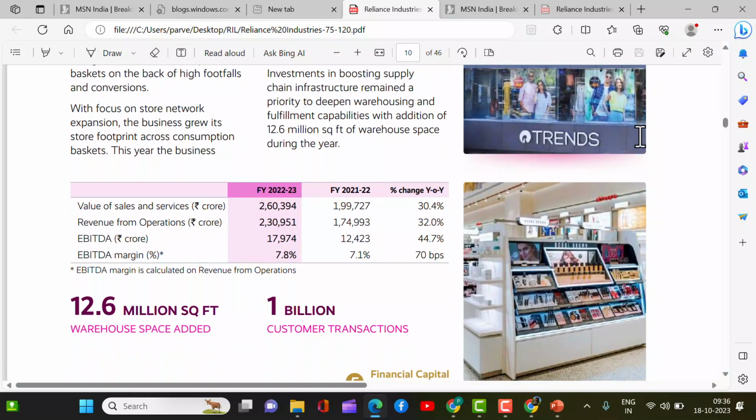If you look at their revenue, it was 2,60,000 crores, which was the second highest after the oil business. There is an increase of 30%, from 1,99,000 to 2,60,000. From the main business, it has gone up by 32%. EBITDA has gone up from 12 to 17, 44%. EBITDA margin has also increased by 70 basis points. So that means the company is becoming profitable. In each segment, the margins are improving, the sales are improving, and the business is going ahead.